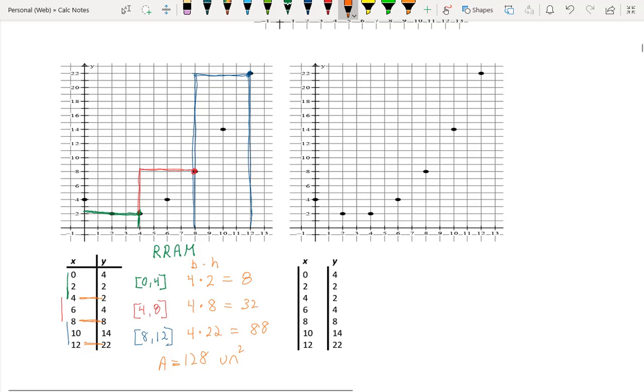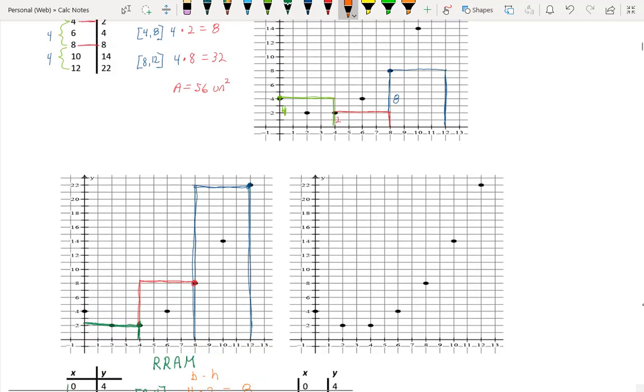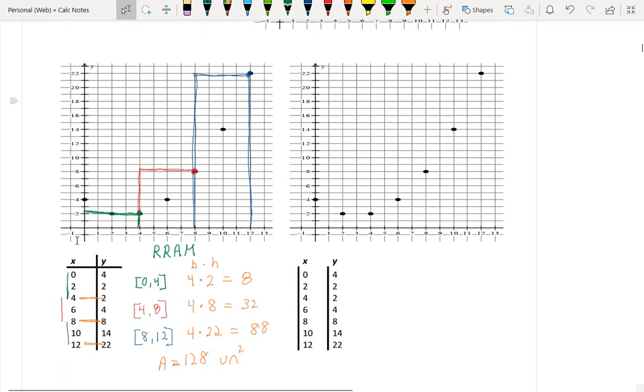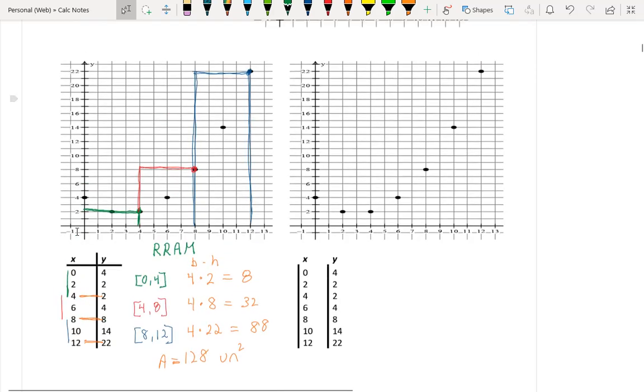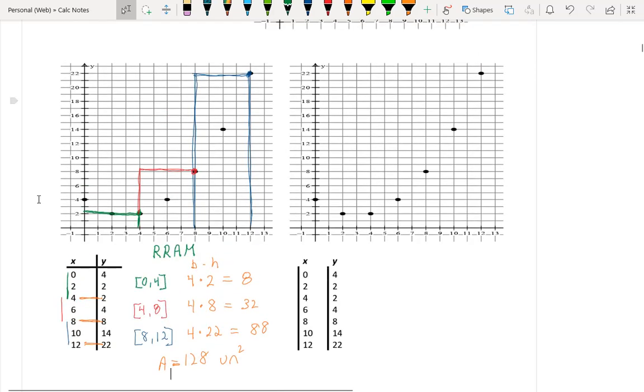Now you can see that those two estimates, 128 versus 56, are pretty far off from each other. And then we have a third one called MRAM. That's where we use the midpoint value. Don't worry about this black line in the table. I don't know where that came from. It doesn't change the intervals.